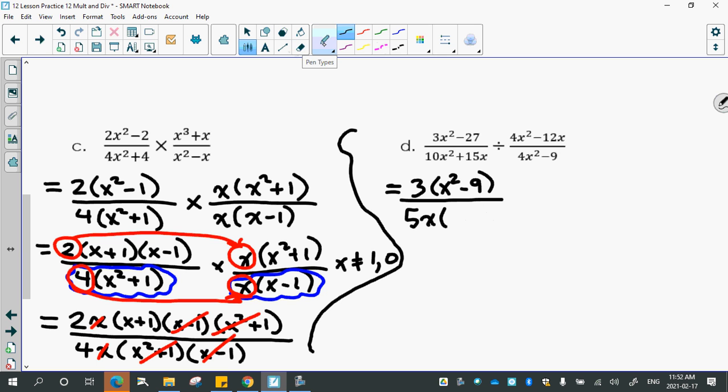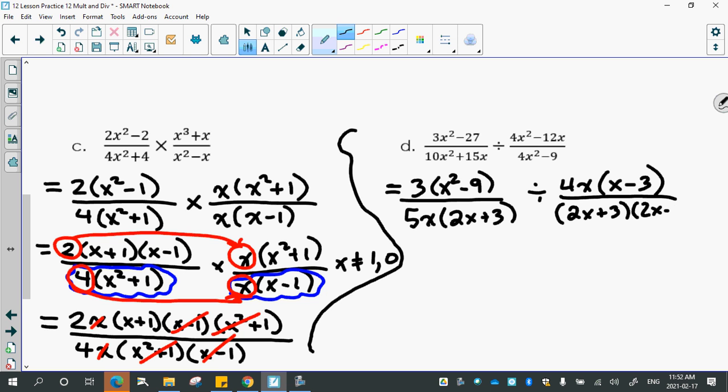So 10x squared divided by 5x is 2x plus 3. Yes, that's what I saw. And then the top, I saw 4x being factored out, and then getting x minus 3. And then on the bottom, I saw people use difference of squares. So they did 2x plus 3 times 2x minus 3.